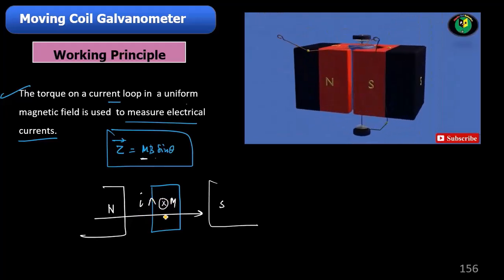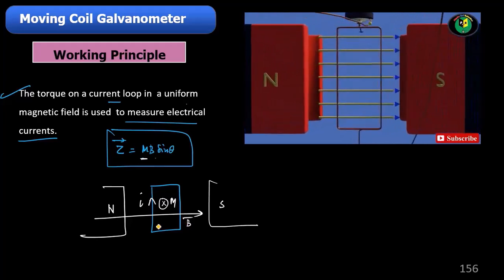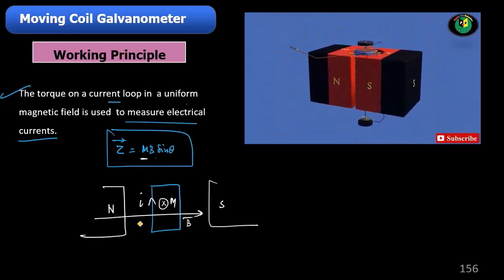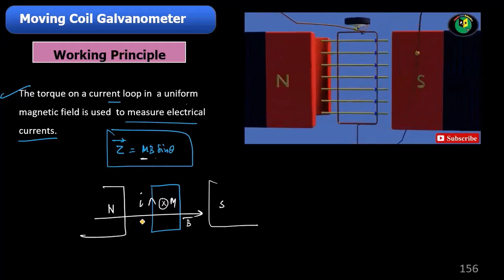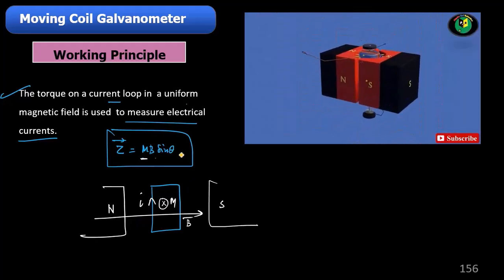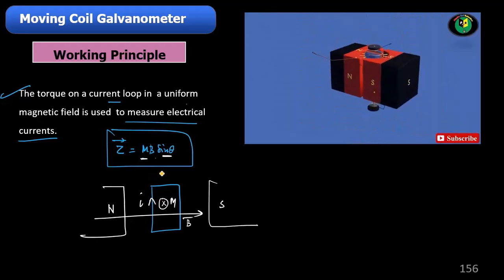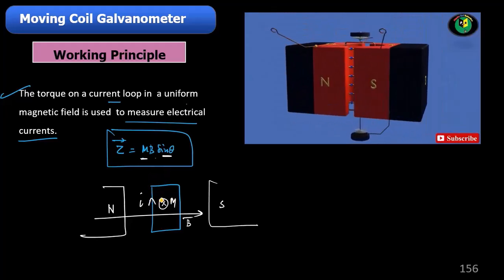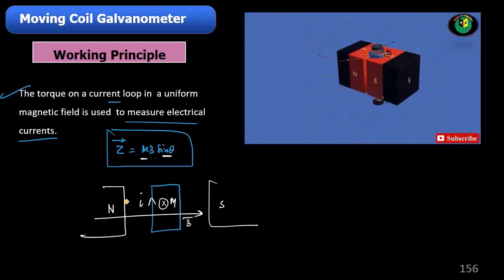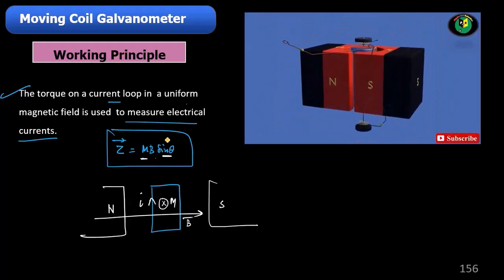If I say M is cross and B is in this direction, so initially there is an angle between the M and B vector. Okay. So theta is the angle between M and B vector. Now once I apply the torque, then what happens? M vector will change the direction. So theta has to be changed.